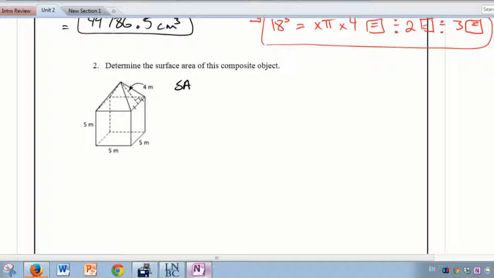One thing to be aware of is this bottom piece in this question. If it's asking you to find the surface area, then it's exposed, so you're going to need to find that. If this question were, this is a house, and you need to paint the outside of your house, just like the silo question we did, we're not going to paint the bottom of our house. So you need to think about how many sides you're dealing with. So in order to find the surface area, what am I dealing with? I need to figure out what composite objects I have: the surface area of a cube, and the surface area of a pyramid.